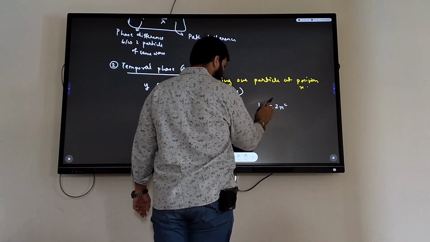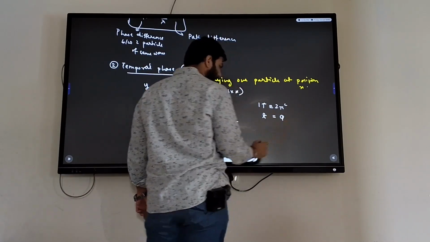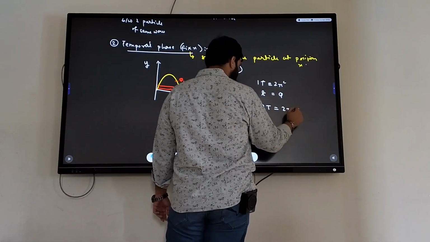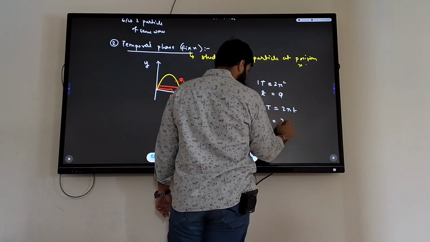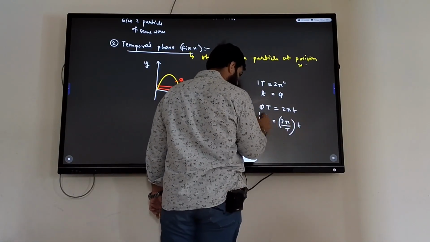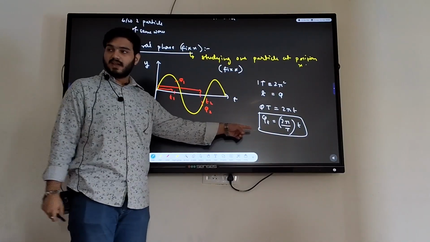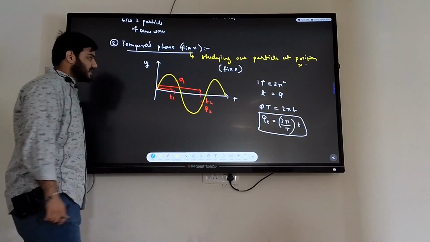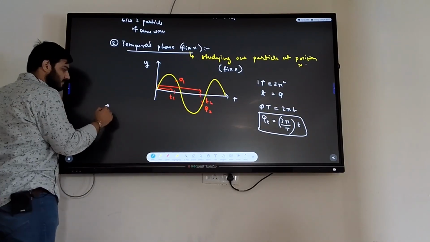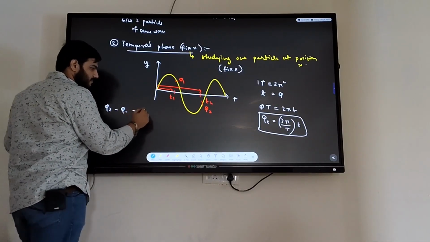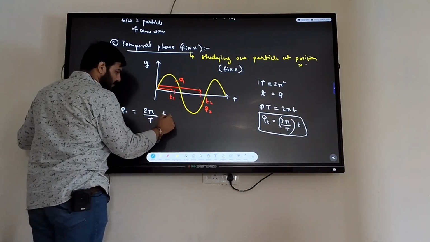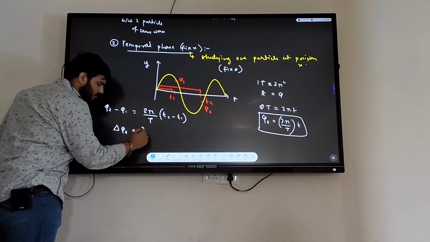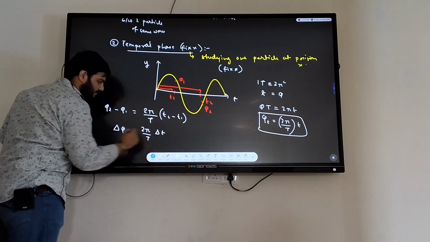Then at some time t, what will be the phase? That will be phi. And then phi into capital T is 2 pi t. And then phi(t) is equal to 2 pi by capital T into small t. This is the phase at some time t. Then what will be phi 2 minus phi 1? At different times, it will be t2 minus t1, and this will be delta phi equals 2 pi by T into delta t.